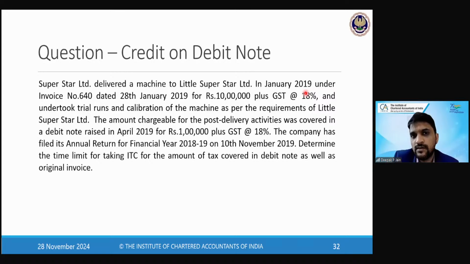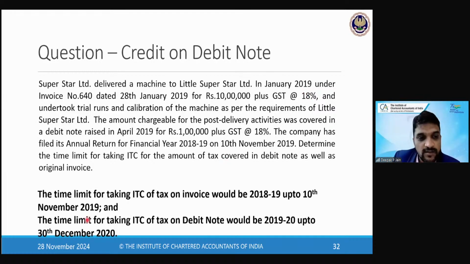30th November and the annual return, whichever is earlier. 30th November 2019, and the annual return, when was the annual return filed? 10th November. So 30th November and 10th November, whichever is earlier. Yes, 10th November. Correct. So the time limit to claim ITC on this invoice will be 10th November.